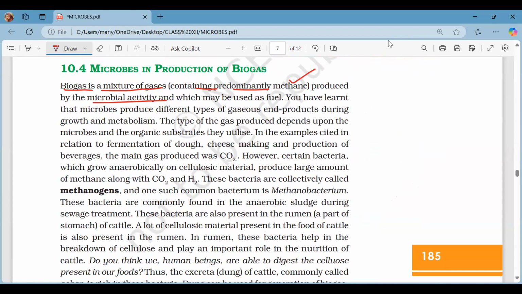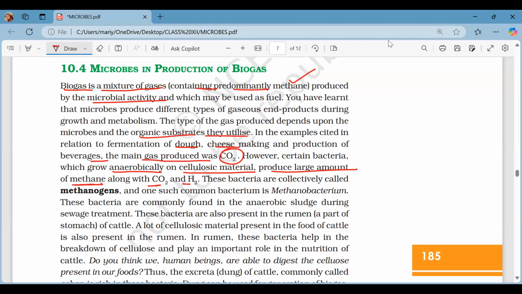Now, the type of gas produced depends upon the microbe and the organic substrate they utilize. In the examples cited in relation to fermentation of dough, cheese, and production of beverages, the main gas produced was CO2. However, there are certain bacteria that can grow anaerobically, meaning without oxygen, on cellulosic material, and they can produce a large amount of methane, CO2 and H2.